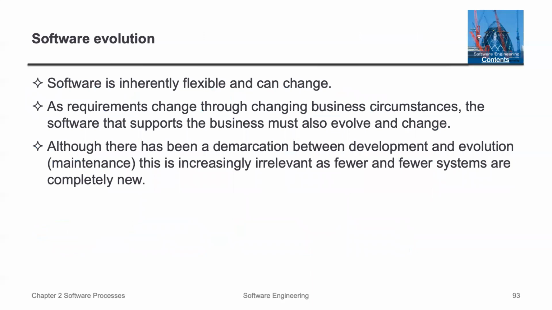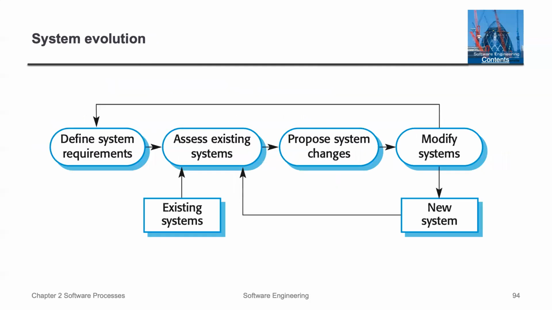Software evolution. As you will find, software is inherently flexible and can change as requirements change through changing business circumstances. Software that supports the business must also evolve and change. And although there has been a demarcation between development and evolution or maintenance, this is increasingly irrelevant as fewer and fewer systems are completely new. And so you write what is not there, and then you add on and go forward.